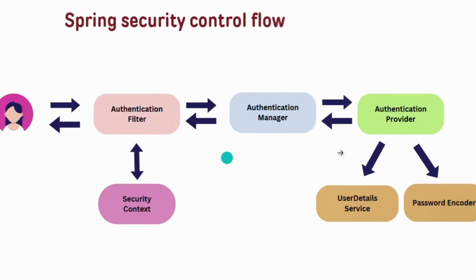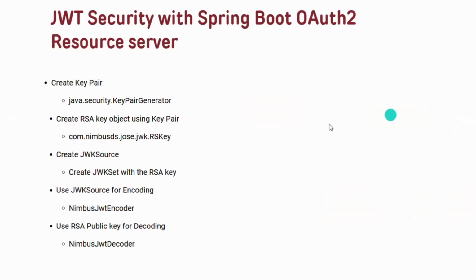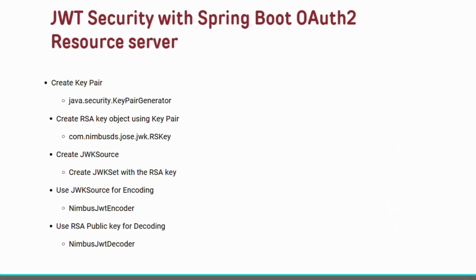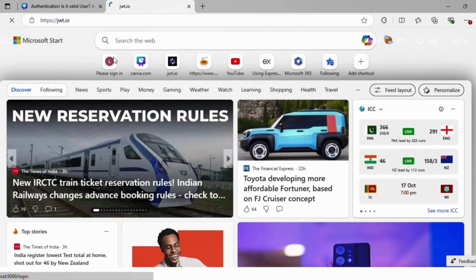This is the security control flow. We have already seen this in the last video. In this video we will see the JWT security with Spring Boot OAuth2 resource server, and these are the steps. Before I explain this, I will show you the JWT token.